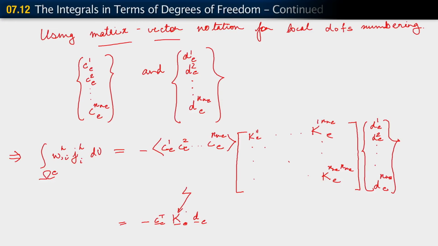And by reference to what was done in the 1D case, we would call this the element conductivity or diffusivity matrix, right? Depending upon what problem we were solving. Depending upon what physical problem we were solving. Okay? All right, clear enough, hopefully.